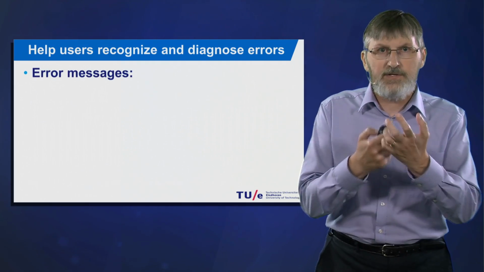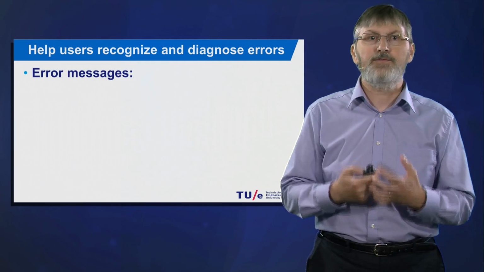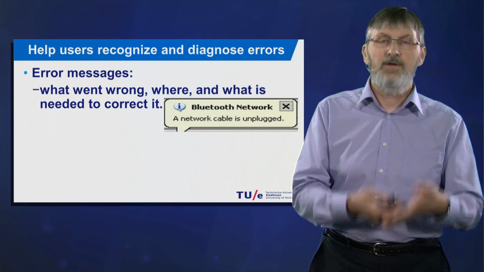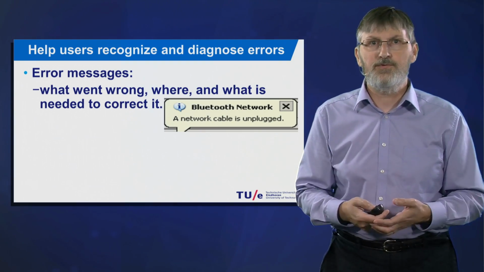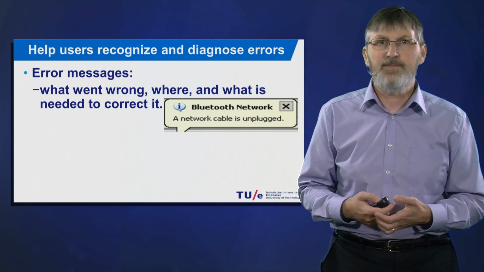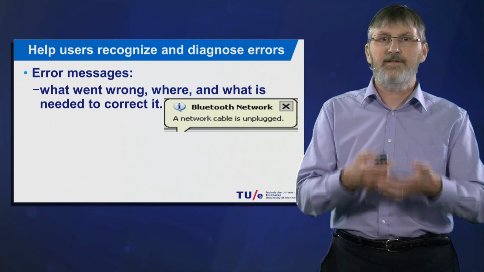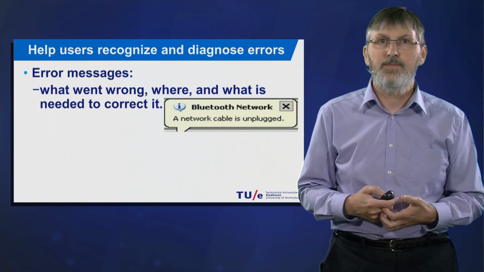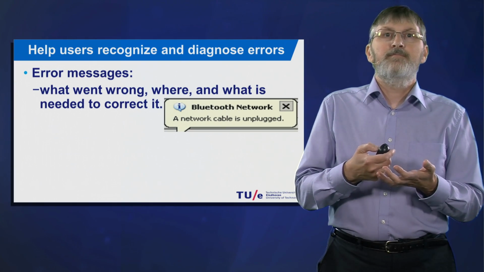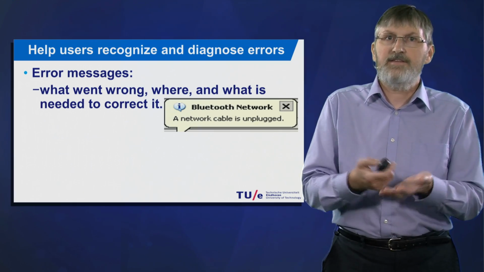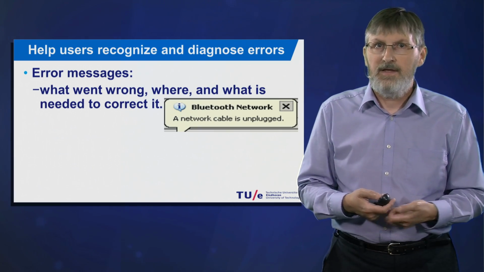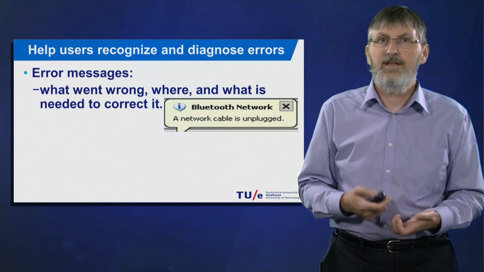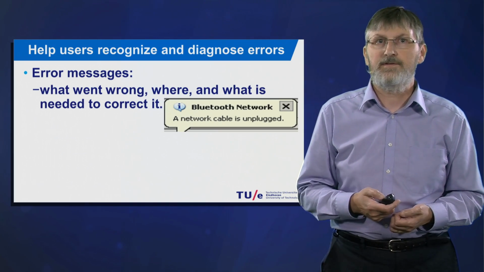When something goes wrong, we should help the users solve the problem. The error message should first of all tell you what's wrong, where it went wrong, and what you can do to solve this. A nice example of a meaningless error message is that the network cable is unplugged on a wireless Bluetooth network. The system has detected that the network doesn't work, and it has generalized from a situation of cabled network and gives the wrong error message.